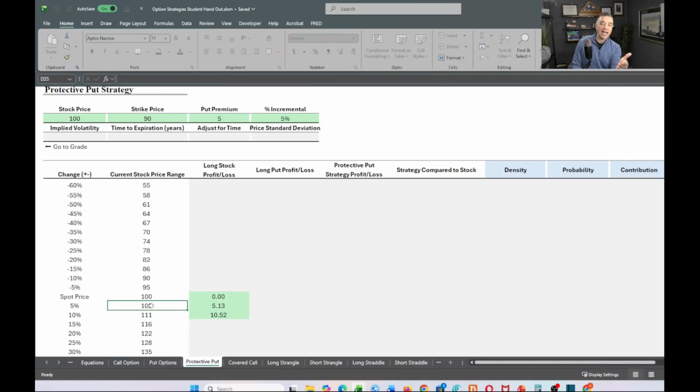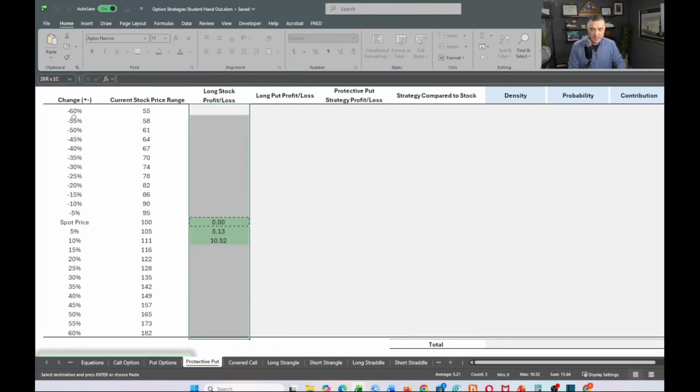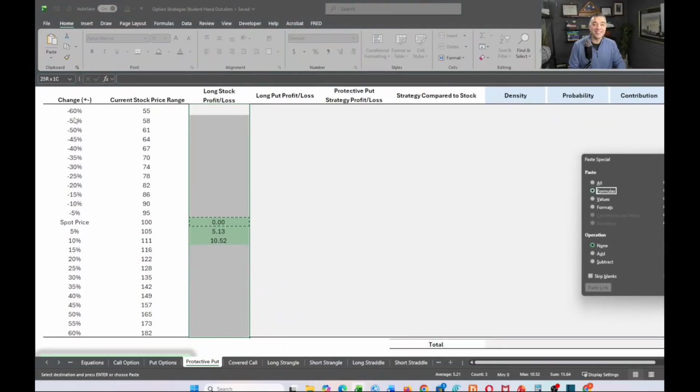Stock goes to 105, I made $5. Stock goes to, it's really 110.52, I made 10.52. So that makes sense. So this is all the different stock prices. It'll be this one minus the stock price, what you paid for. And that's up there. Function F4, freeze that. All right, so what I'm going to do is hit Control C. Just so you know, protective put and a covered call are the only investments that have the actual asset in there. All the other strategies, don't.